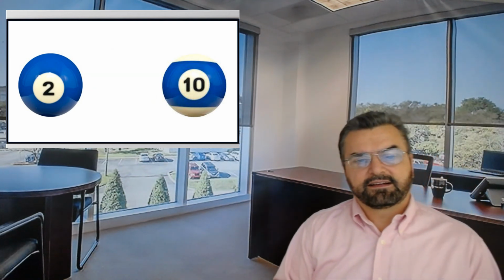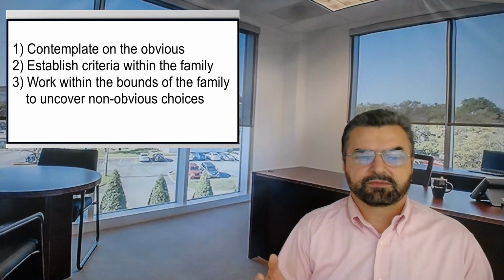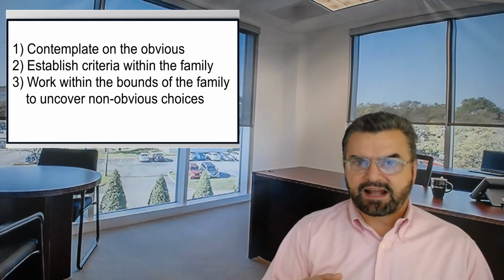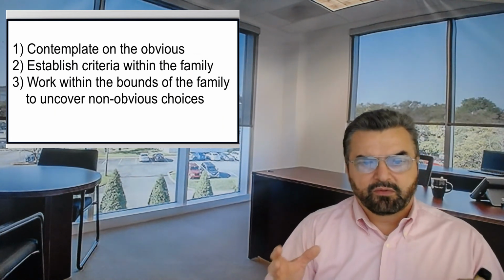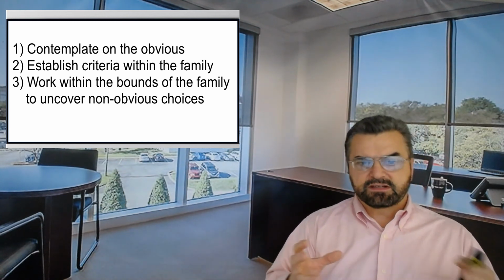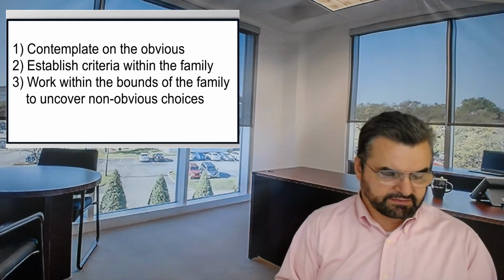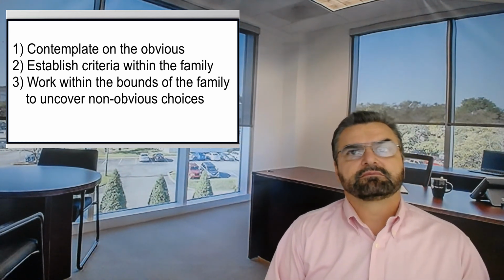So that was fun. So let's focus now on the core framework that allowed this to work. So what did we do just now? We contemplated on the obvious. We established some criteria within the family. And then we worked within the bounds of this family to uncover some non-obvious choices. It's really simple. So let's look at some other examples.